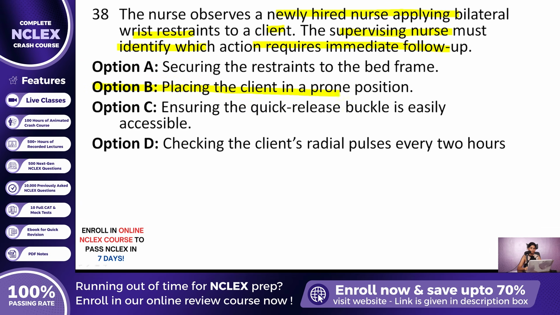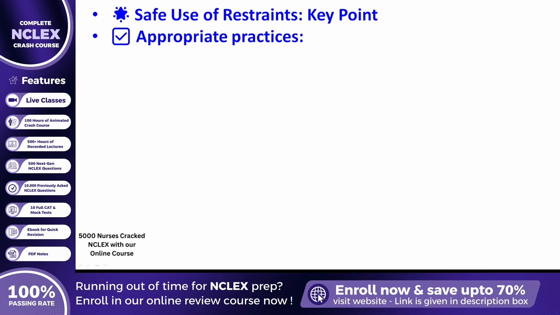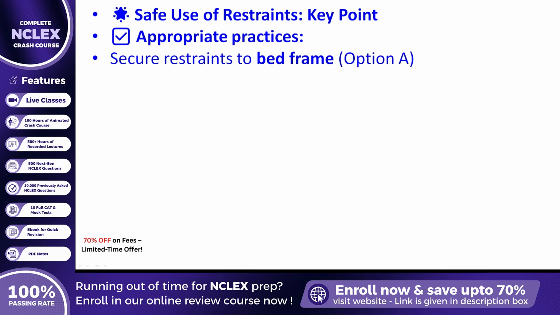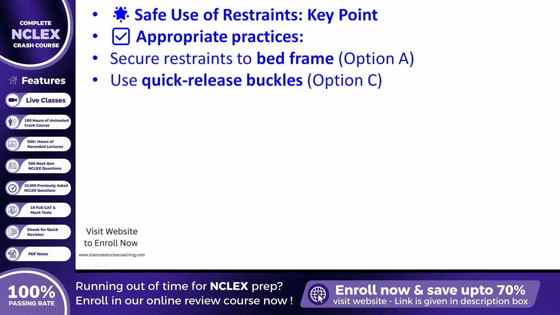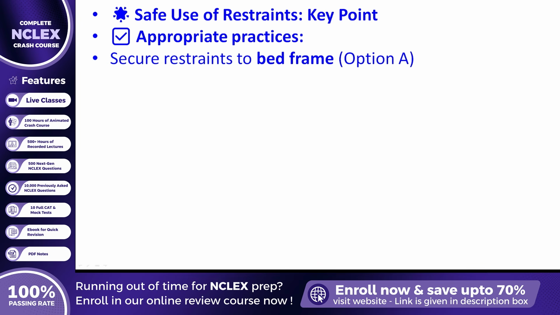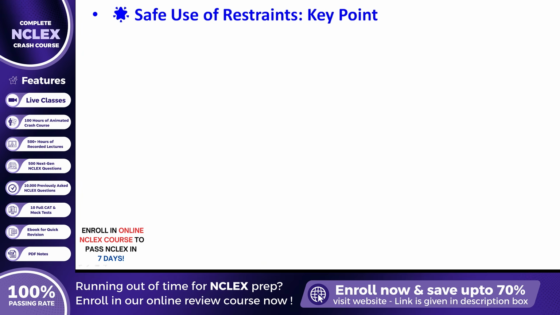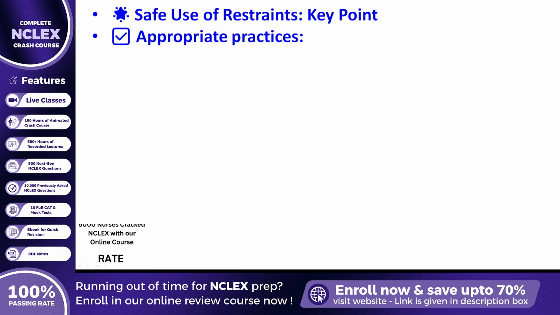Here is the reasoning. Placing a restrained client prone greatly increases the risk of suffocation and is unsafe. Restraints should be applied in positions that protect the client's airway and dignity. Securing restraints to the bed frame, as in Option A, using quick-release buckles, as in Option C, and performing frequent neurovascular checks, as in Option D, are all appropriate practices. The key point is that safe positioning is essential in restraint use to prevent harm.